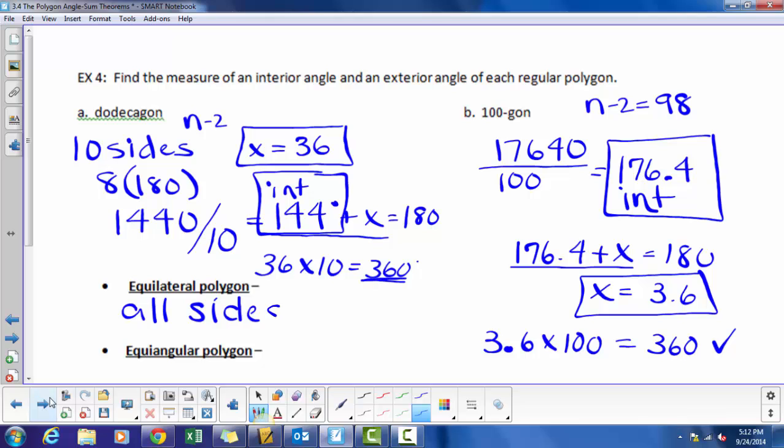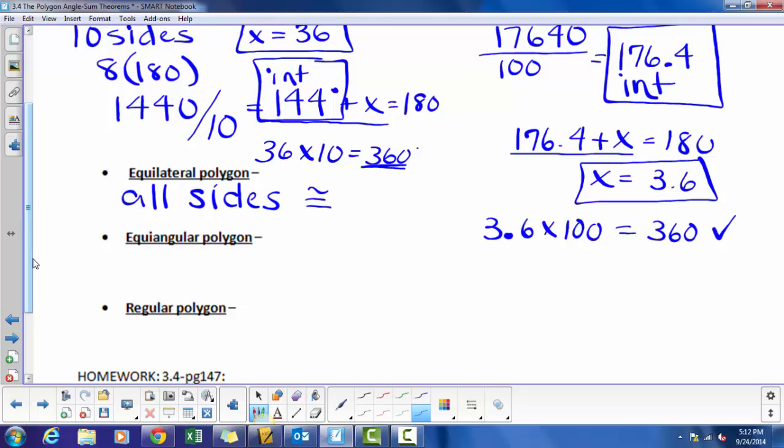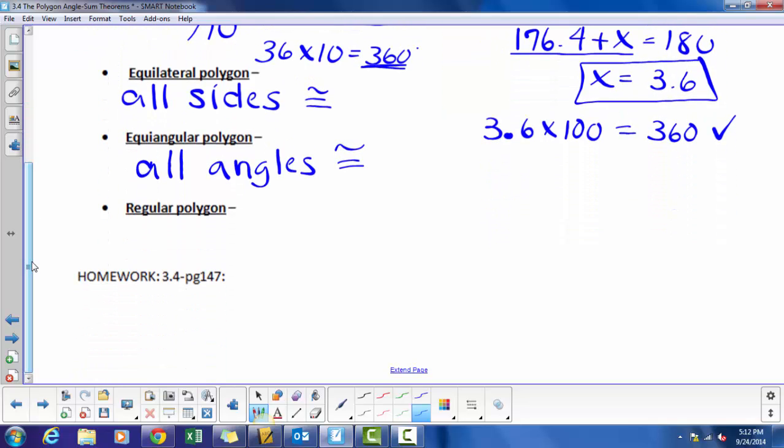Okay? An equilateral polygon has all sides congruent. When we talk about equilateral, just like when we talk about an equilateral triangle, all sides are congruent. An equiangular polygon has all angles congruent. And a regular polygon has all sides and all angles congruent.